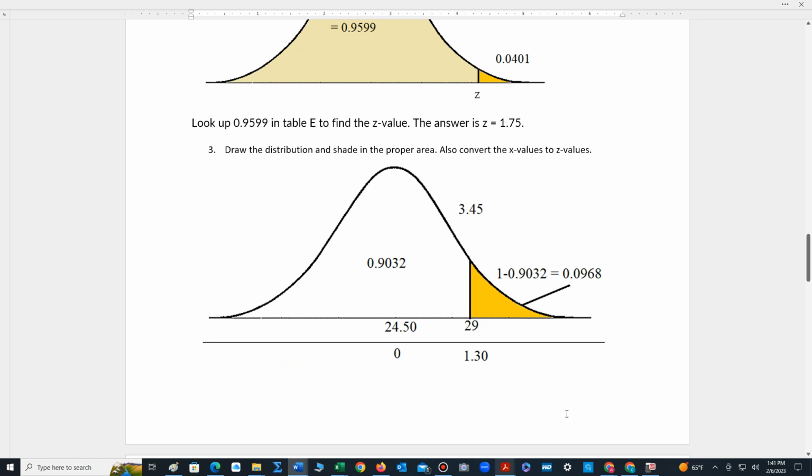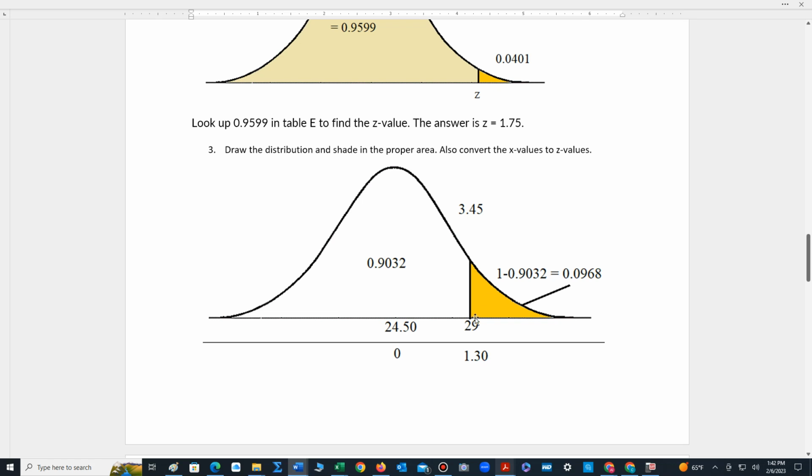Number 3, we're trying to find a probability. So we're applying the normal distribution. We draw the normal distribution, we put down the mean as 24.5. We have our value 29. We want the area to the right of it.